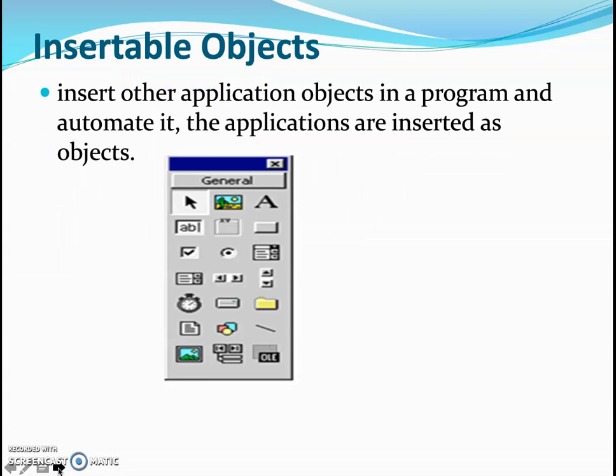The third one is insertable objects. In Visual Basic, it is possible to include other application objects in a program and automate them. The applications are inserted as objects. These are the various objects which can be inserted from other applications into VB controls.